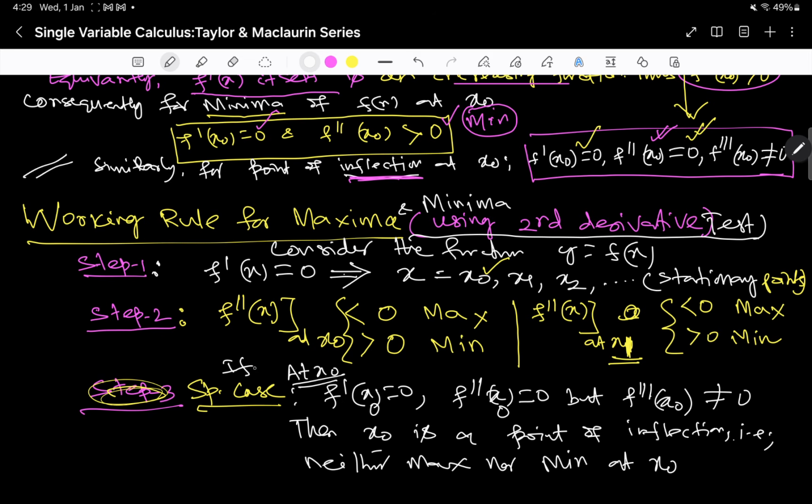Now if at x0 we get first derivative 0, second derivative 0, but the third derivative is not equal to 0, then it is a case of the point of inflection. So this is the working rule. So based on this working rule, we can evaluate some examples here.